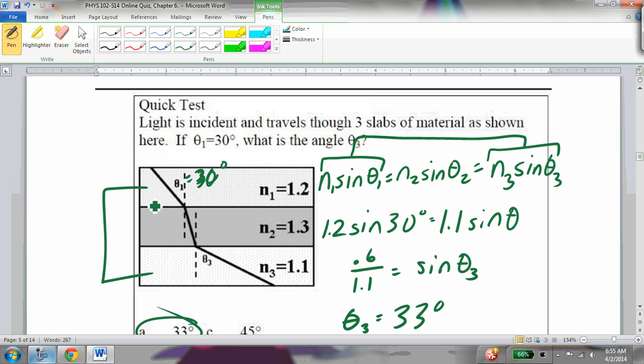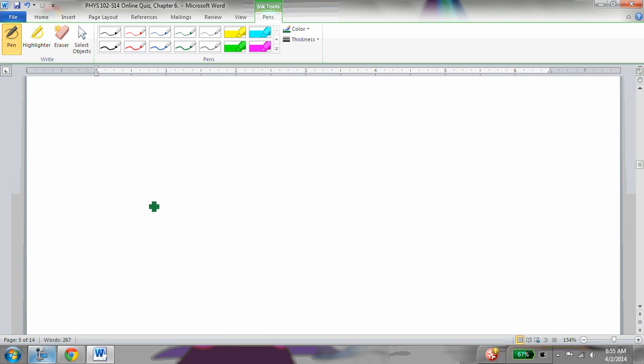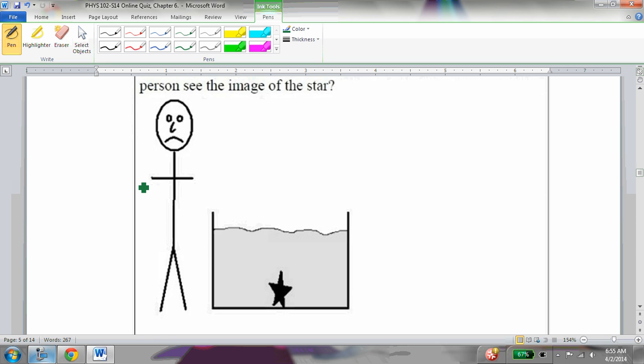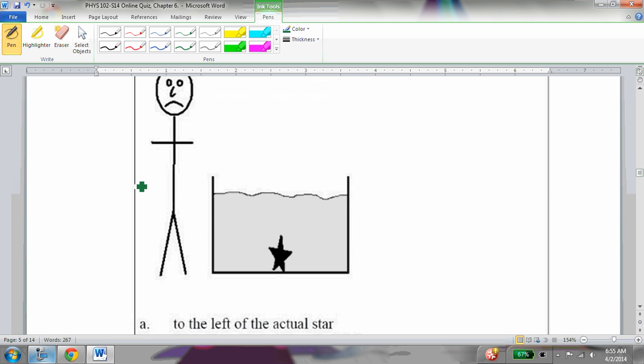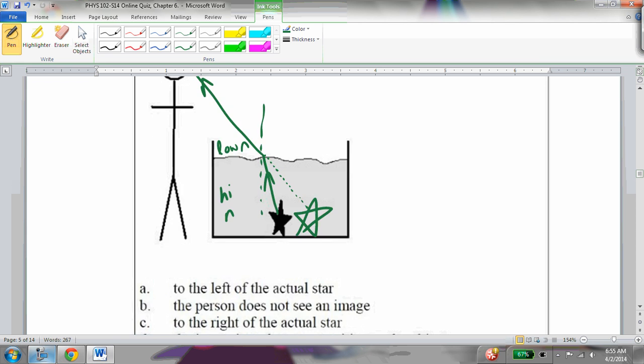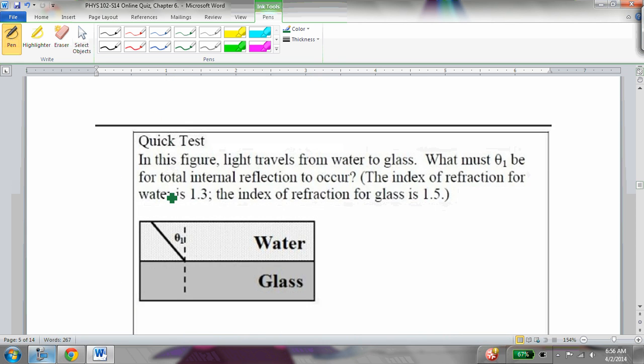And notice also that we see here that theta 3 is bigger than theta 1 as it's drawn, and as it should be, since the index n3 is less than the index n2, it should move away from the normal. Okay, this figure shows a person looking at a star in a box. Where does the person see the image of the star? Okay, so I have a light ray that comes up, and because I have a high index here and a low index here, the light ray is going to bend away from the normal and go to this person. And that will cause the star to appear, if I trace that ray back here, to the right of the actual star.